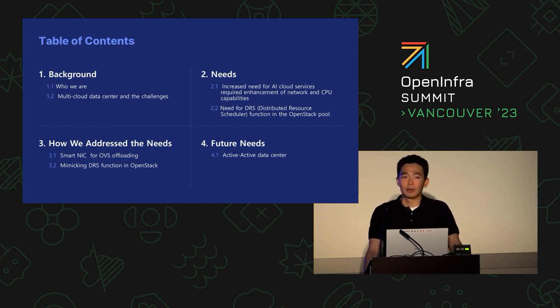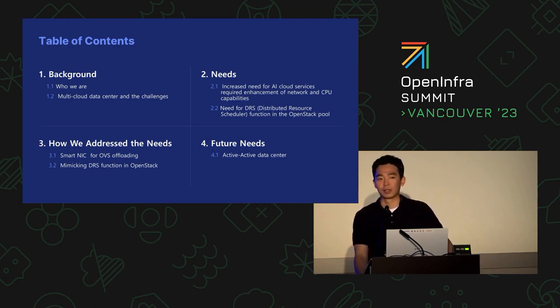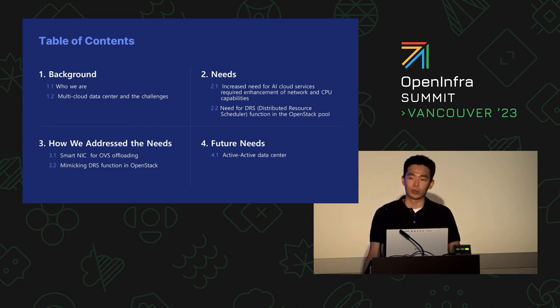In Korea, a lot of customers are adopting the multi-hybrid cloud model, and they're also utilizing AI cloud to provide their services as well. And secondly, because they're adopting a multi-cloud model, they're adopting VMware and OpenStack within their data centers. So they would like to utilize the features in both pools.